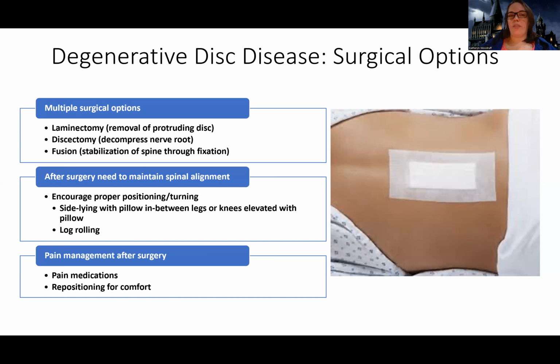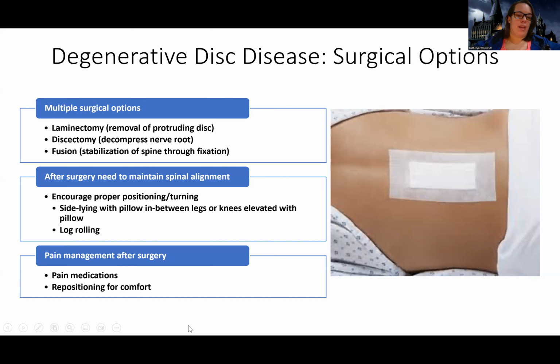I think I have a video on the next slide, but if you don't know what log rolling is, I'll talk about it here in a minute. It's a special position just to make sure that we really don't want them twisting or having any torsion. So I do like flexion in their knees and their hips, but I do not like twisting or turning. There's nothing where I want their spine getting that side to side twist. I want everything to stay very aligned after surgery.